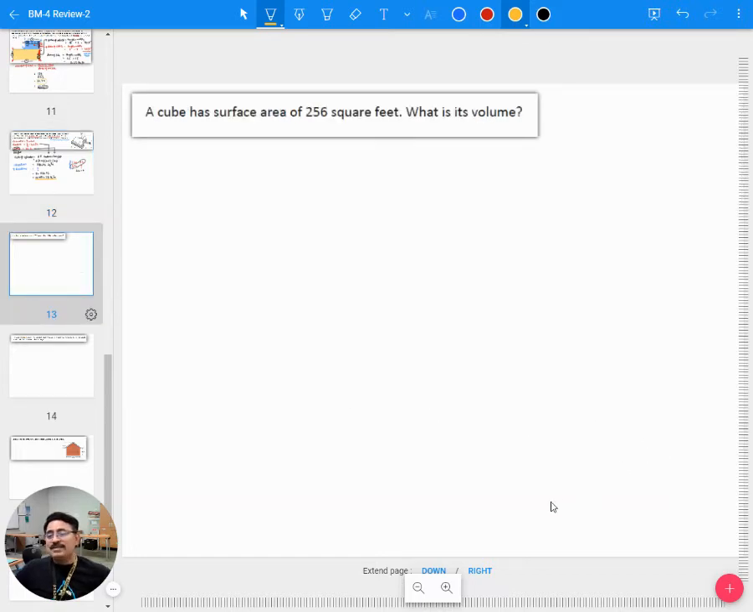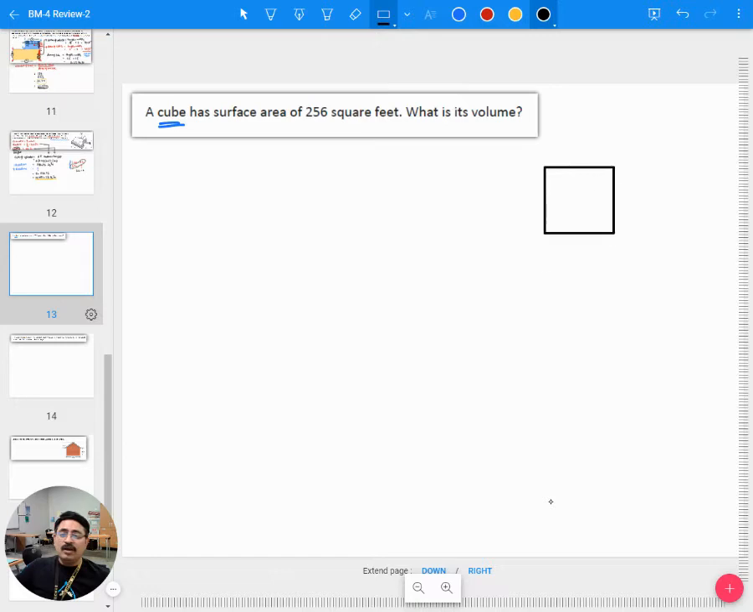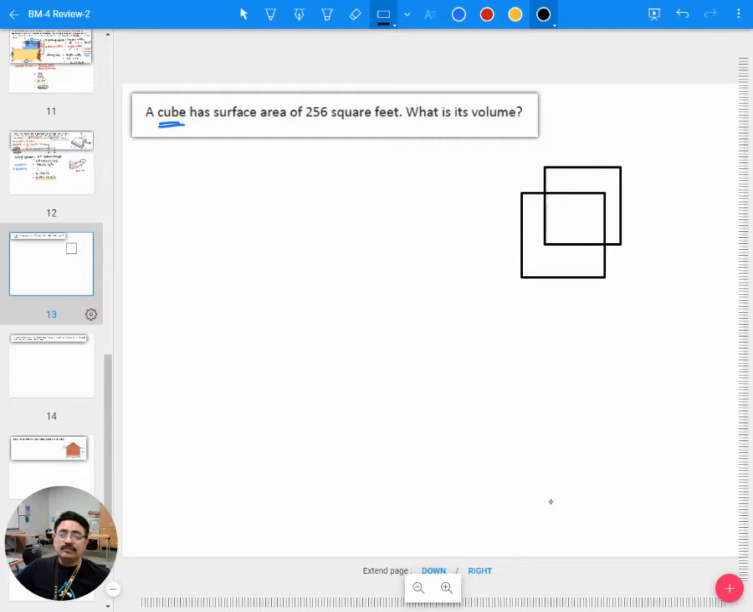A cube has a surface area of 256 square feet. What is its volume? So, a cube. I hope you remember how the cube looks, or else let me draw a cube. There is a cube. Please excuse me if it is not really good, but it looks okay. So, this is the cube.